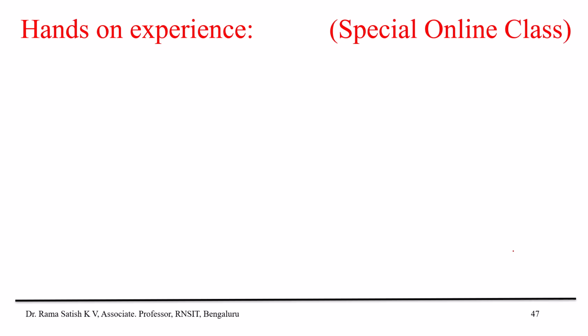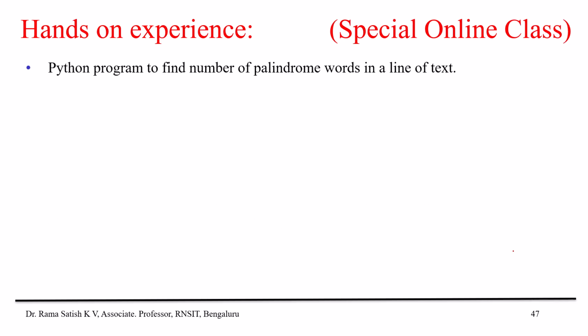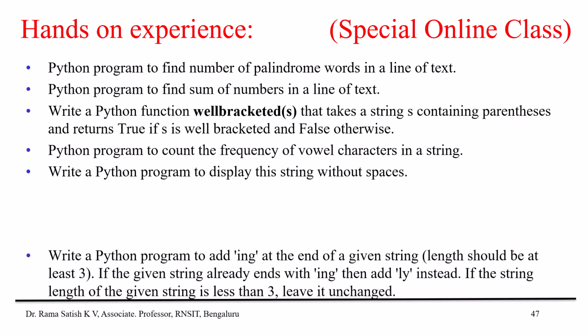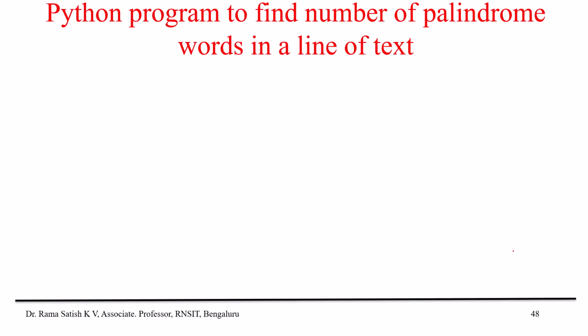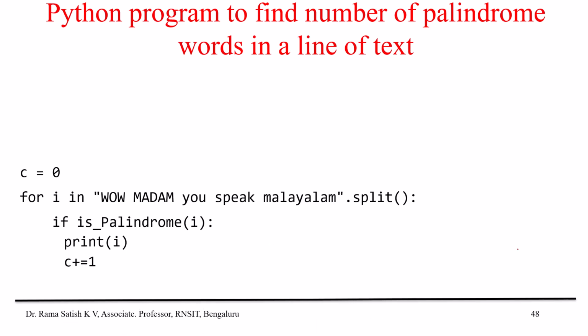Now, let us work on some problems. Hands-on program: a Python program to find the number of palindrome words in a line of text. You have so many questions, such as well bracketed and other things. We'll see them one by one. So, the number of palindrome words: take c equal to 0, and my sentence is "wow madam you speak Malayalam".